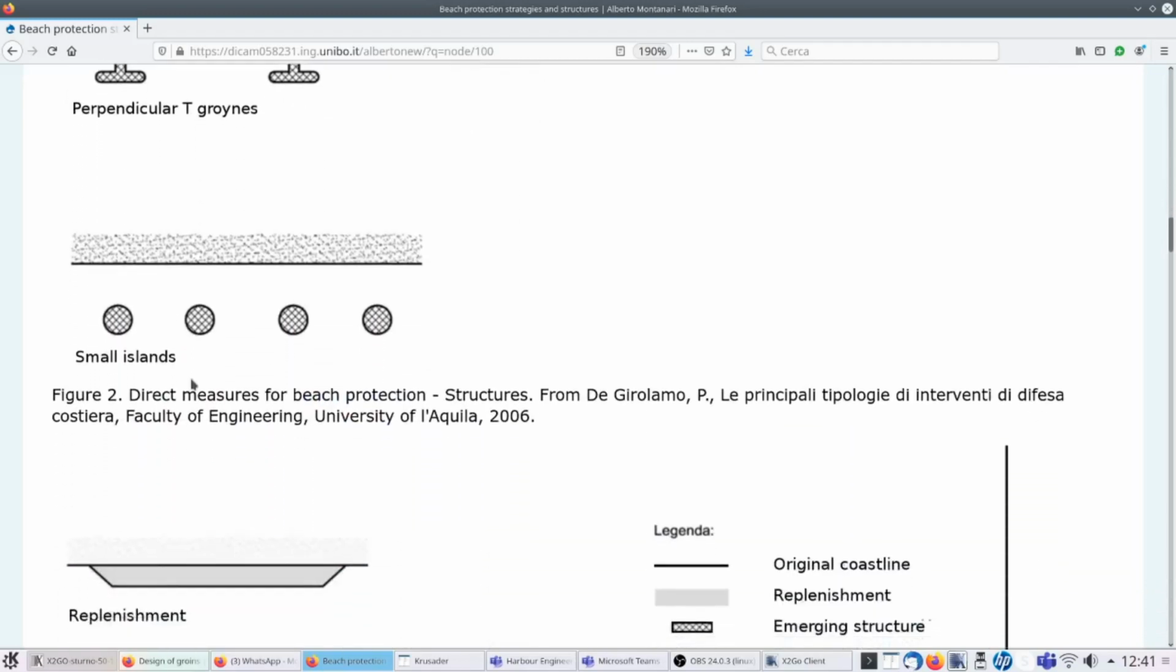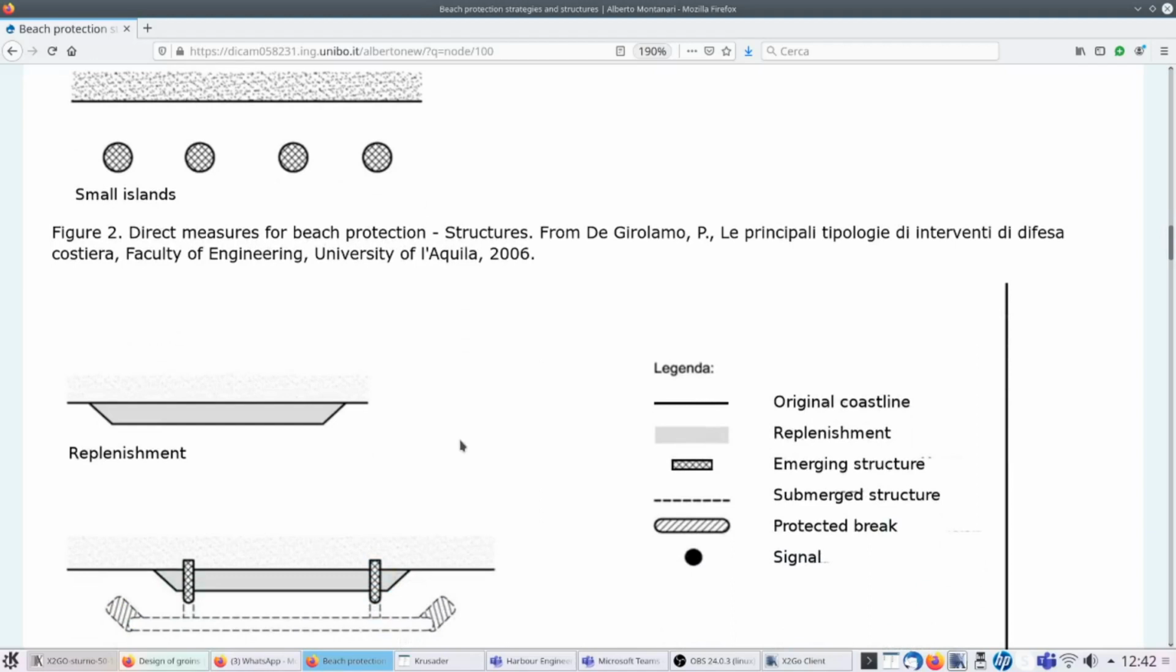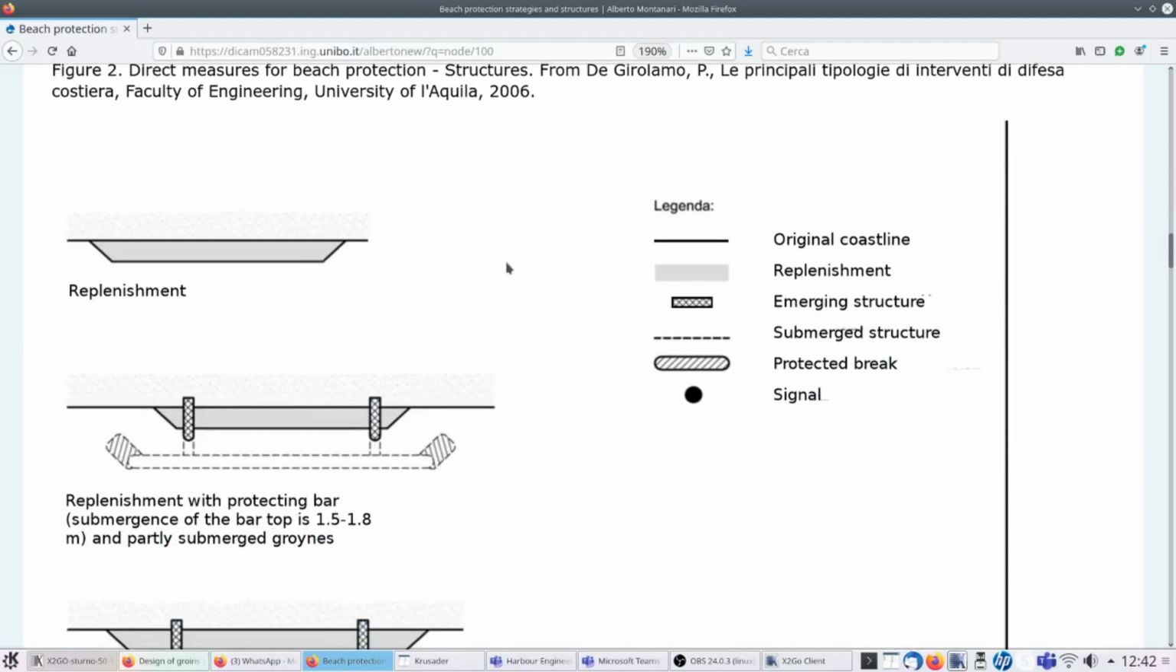Another solution is small islands, and small islands have a limited visual impact. Of course, their effectiveness is more limited with respect to continuous breakwater. Now let's talk about beach replenishment.